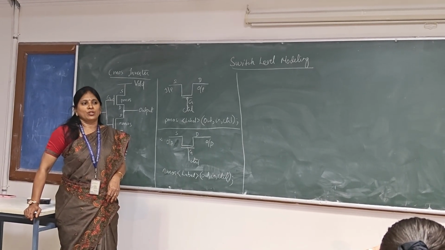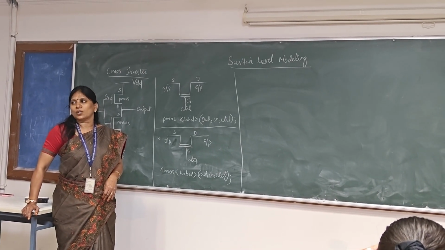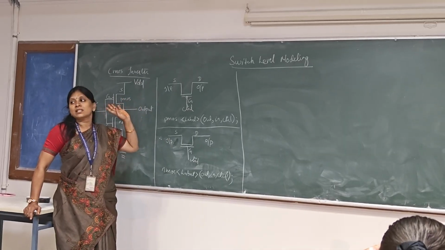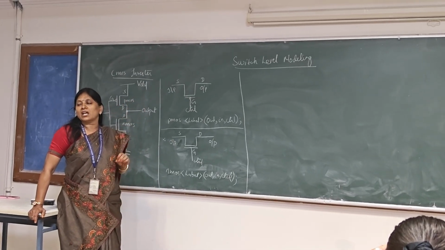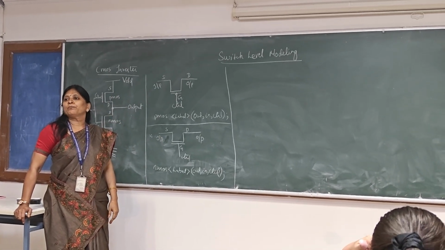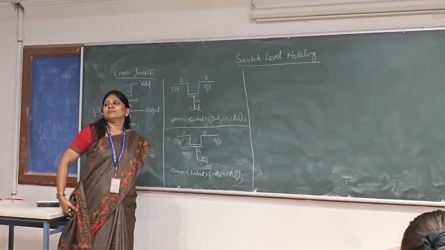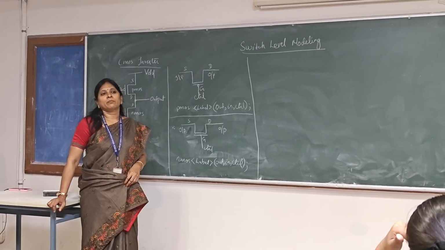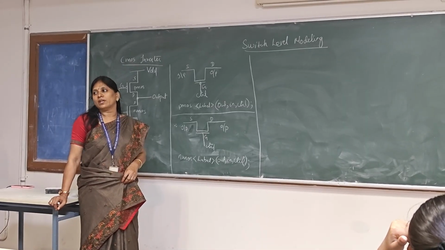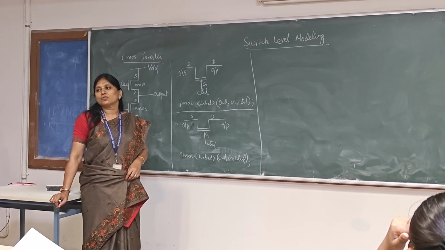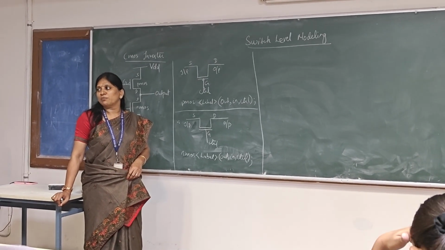So we know that in all VLSI technologies we are using CMOS. What is the main advantage of CMOS? It is because of its low power dissipation. So in VLSI, CMOS is used.